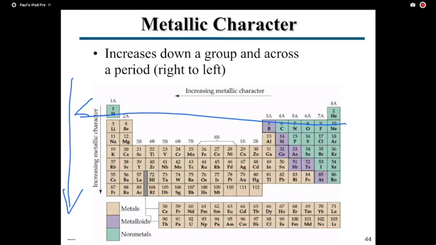An area where you can see the trend going down is this column right here, the carbon group. Because carbon at the top is the typical nonmetal. It is a nonmetal, hands down. As you go down, silicon, germanium, tin, and lead, by the time you get down to lead, that is the typical metal. So as I go down a column, it gets more metallic-like. So I can go from the classic nonmetal to a classic metal in one row by itself, in one family.